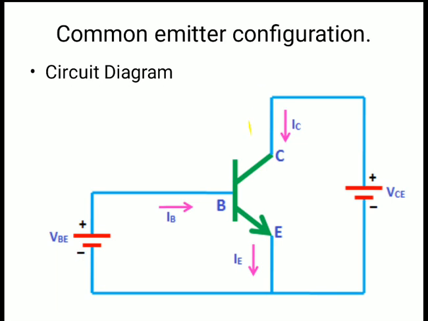Here it is an NPN transistor, so the top one is N, the middle one is P, and the bottom is again N. Let us go through it one by one. The voltage between B and E is VB, and this is VC. This is the input side and this is the output side. So VB is the input voltage, IB is the input current, VC is the output voltage, and IC is the output current.